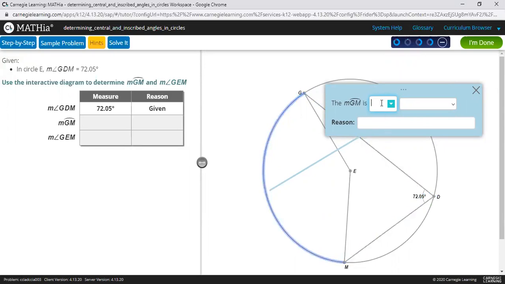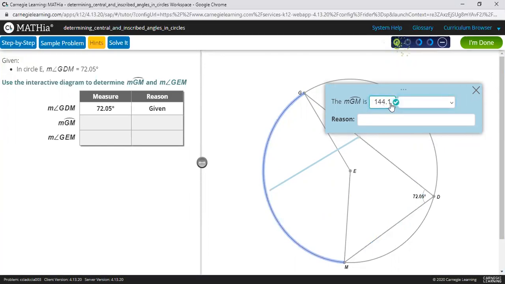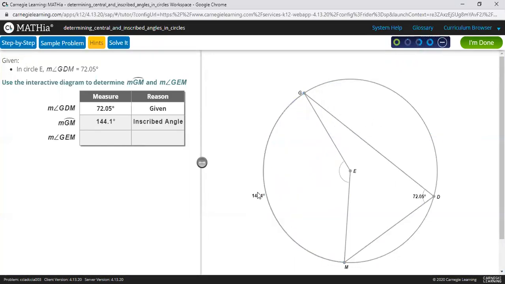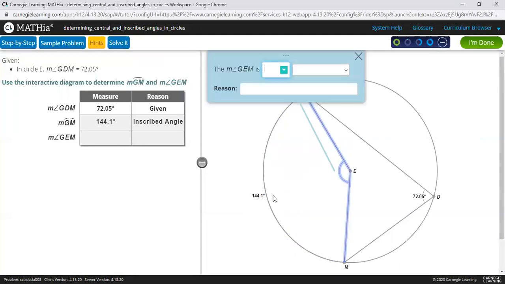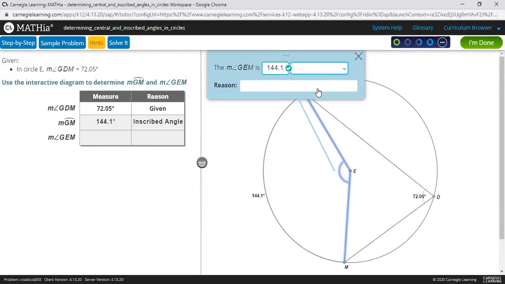So 72.05 times 2. So it's double that. And we're still in degrees. And that is just, let's try inscribed angle. That's our reason. Perfect. All right, and so now we have the measure of that central angle, because that's the intercepted arc for that central angle. So that is also 144.1 degrees. And my reason there is that it is just a central angle.